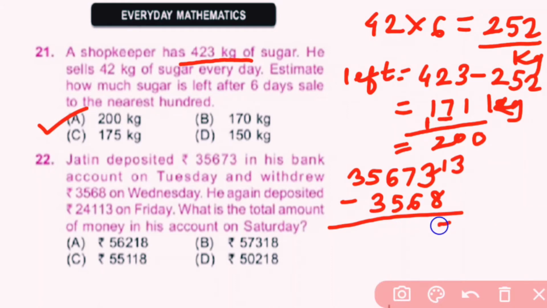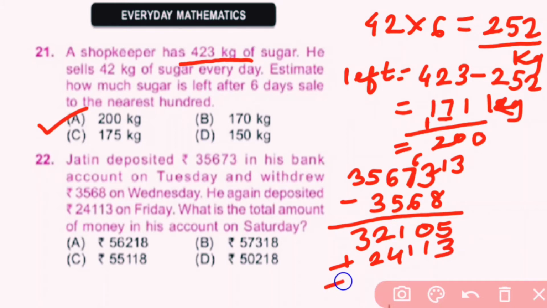13 minus 8, 5. 6 minus 6, 0. Here 1, 2 and 3. So 32,105 remaining. But again on Friday he added 24,113. Then the amount of money left in Jatin's account is 8, 1, 2, 6 and 5. Then 56,218 rupees left in Jatin's account. So A is the right answer.